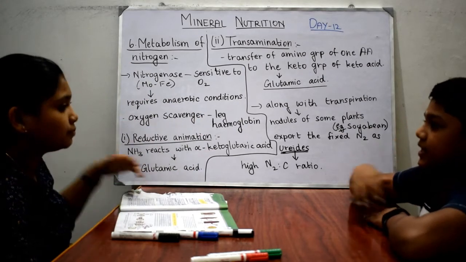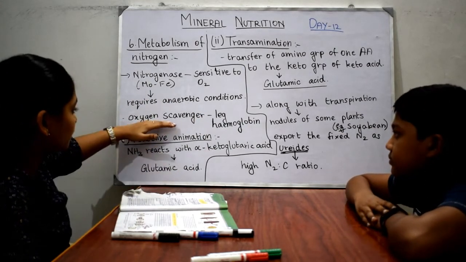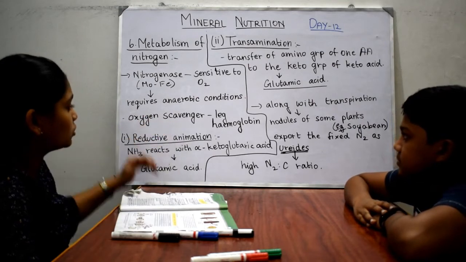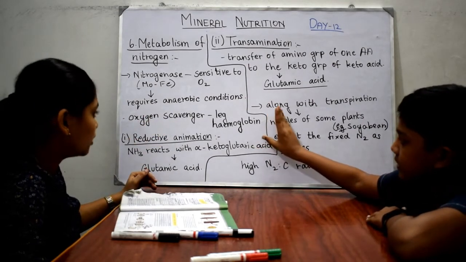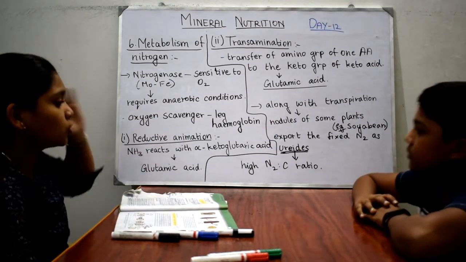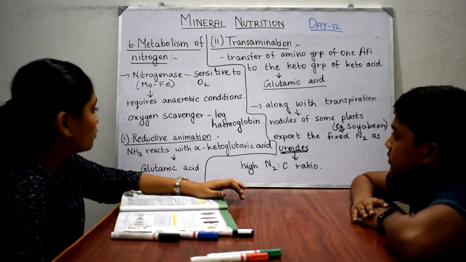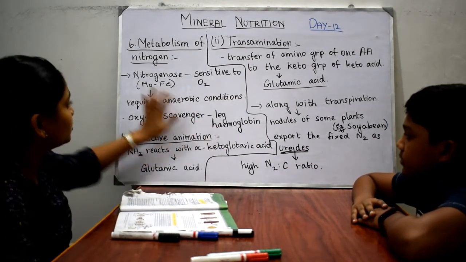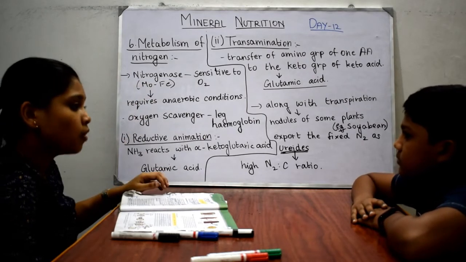It is like a layer. That is why it is generally known as an oxygen scavenger. So leghemoglobin protects nitrogenase from oxygen.